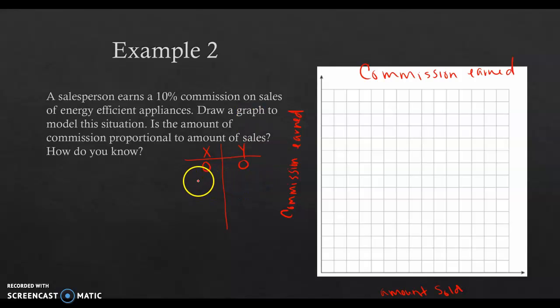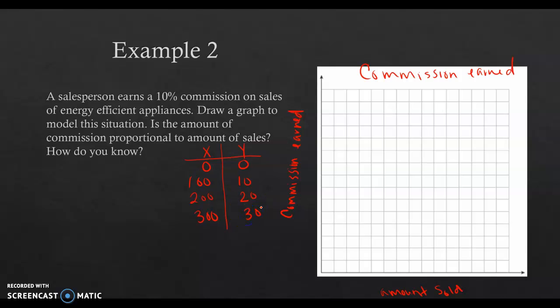And then appliances, we're not going to go with 1 or 2, right? That doesn't make sense. We're not selling a microwave for $1. So we're going to just start with 100. So if he or she sells $100 worth of appliances, then he or she is going to earn $10. If they sell $200 worth of appliances, they're going to earn $20. They sell $300 worth of appliances, they're going to earn $30.